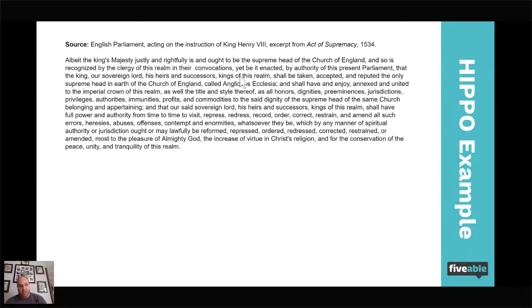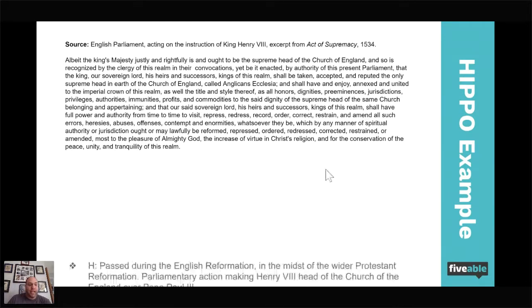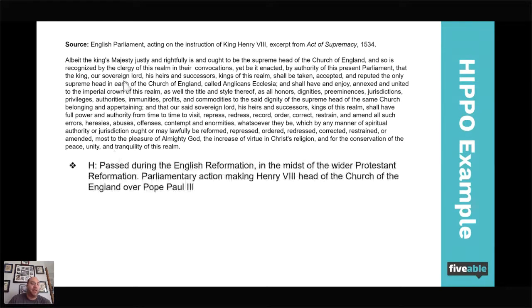But anyways, let's move on to actually how you would HIPPO this for a DBQ. So here, the H is where we're looking at the source and the source alone. I haven't even read the document, okay? So we know, again, it's passed during the English Reformation. It's in the midst of the wider Protestant Reformation. So the Lutheran Reformation, the Calvinists, the Anabaptists, John Knox in Scotland, things like that.